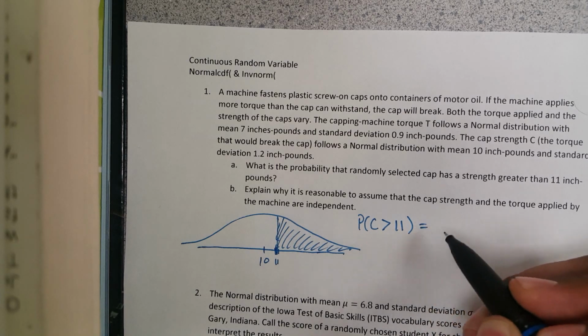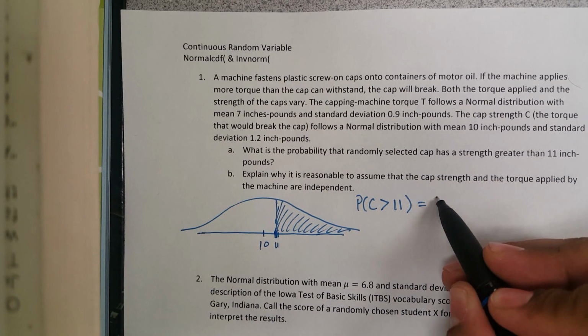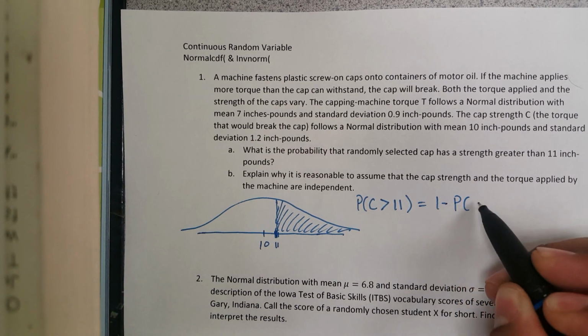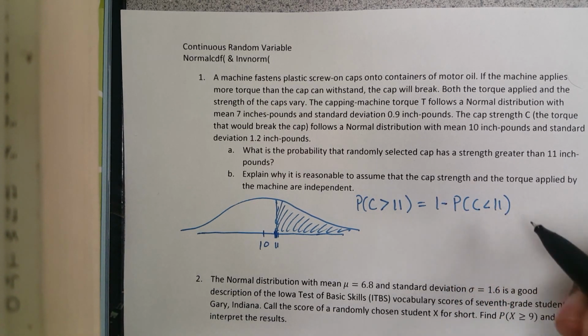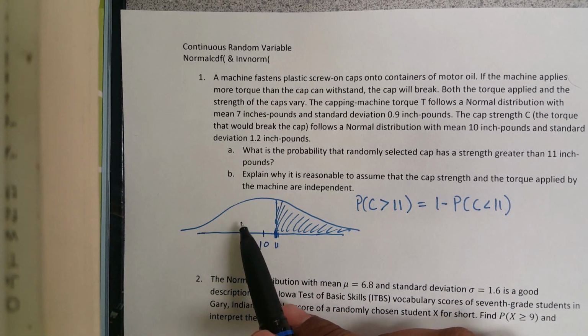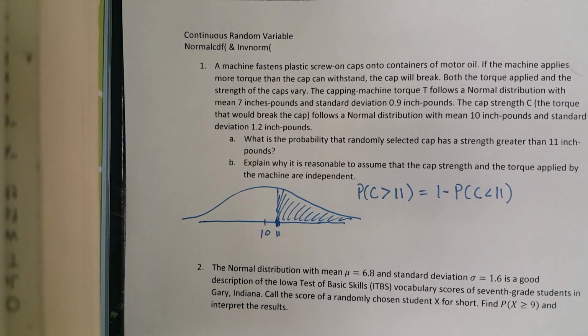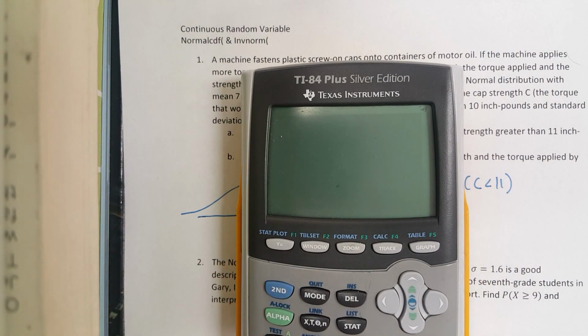Now, if you notice on the calculator, I've shown you guys before that you need to do 1 minus the probability of C less than 11, simply because sometimes when you write it out, it gives you the area to the left. Now, there's other ways of writing it too, but I'm going to go ahead and show you this way.